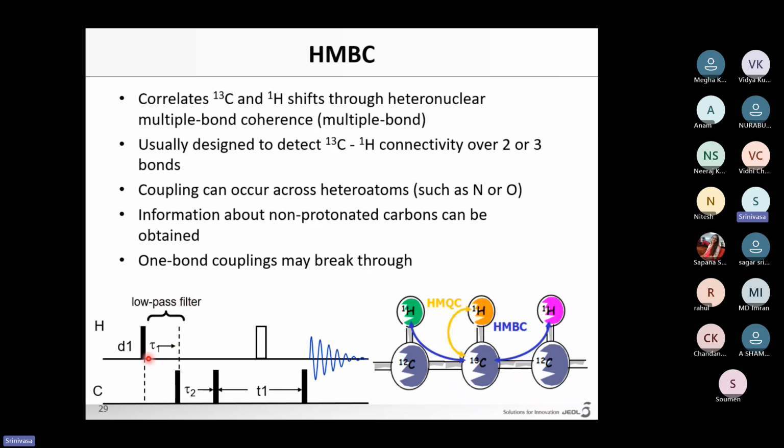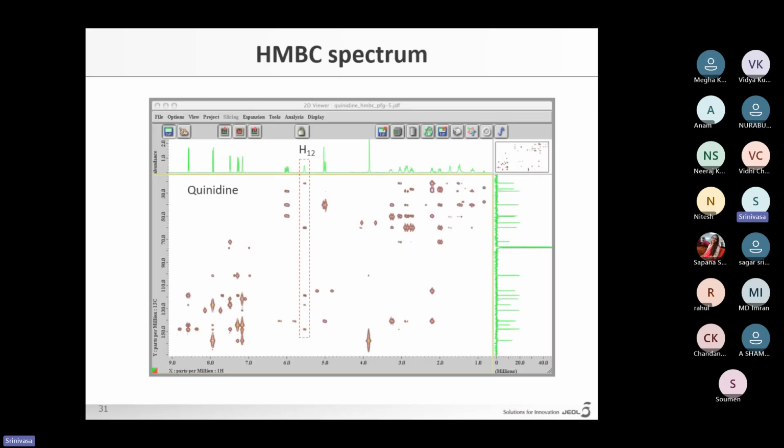How to filter that out? Using a low pass filter in between. It's already built into your experiment. In most of our HMBC experiments, the low pass filter is included, where the one bond coupling is removed. If you want to retain it, you can just remove the low pass filter, and you can still get the one bond coupling in your experiment. I think this is a very useful experiment for most structural elucidation cases.